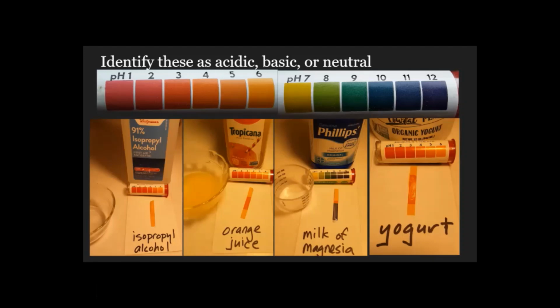The orange juice definitely made it more in the orangey pink range. So acid, milk of magnesia, holy moly, that is very moving toward purple. So I called it an 11, this dark blue. So very basic. This is another antacid that people take for their acid troubles and indigestion. So that is a very strong base. And then yogurt, notice that it's a little bit acidic. So I put that right around a 4-ish.